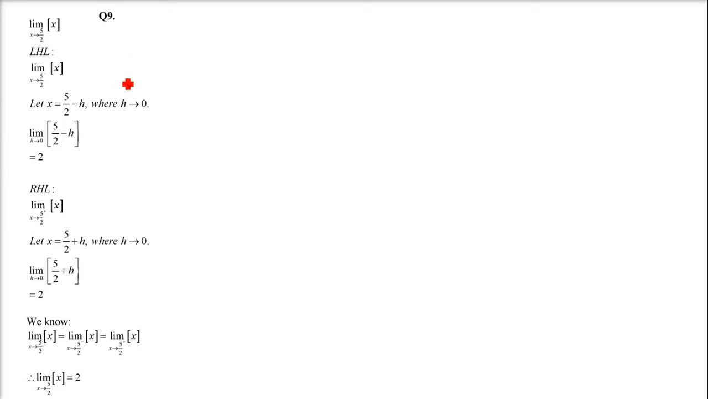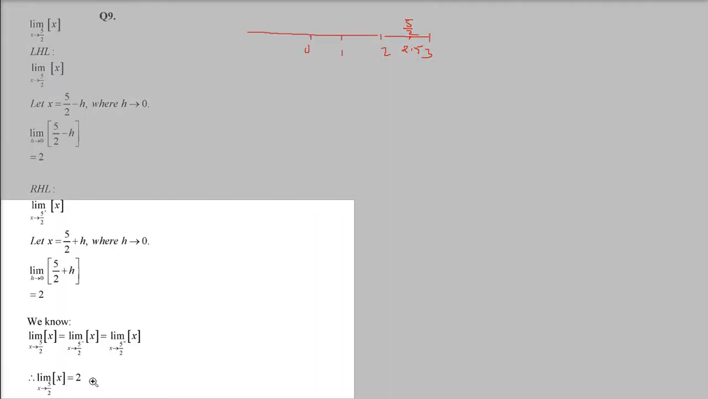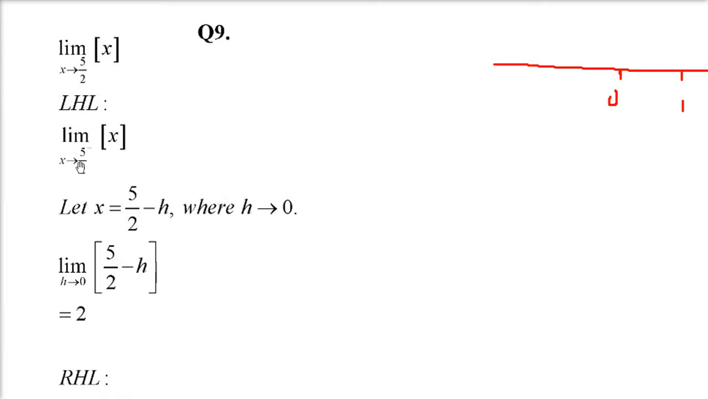Question number 9 now. Find the limit of the greatest integer function as x tends to 5 by 2. Now this question is repeated again in the 14th question, so see it very carefully. It is coming later. So you have 1, 2, 3. Let me make a number line. We are talking about 5 by 2, that is 2.5. This is a critical point also. So here we have the left hand limit.